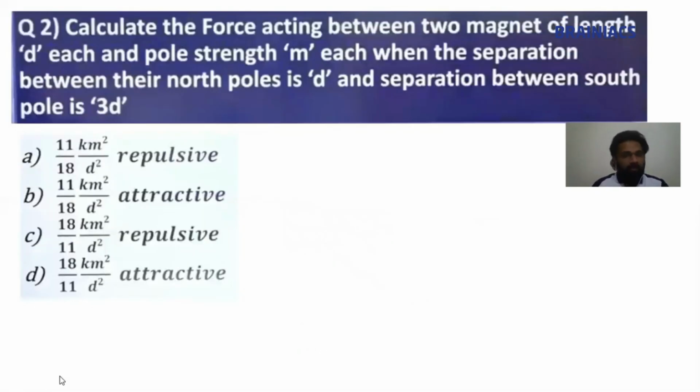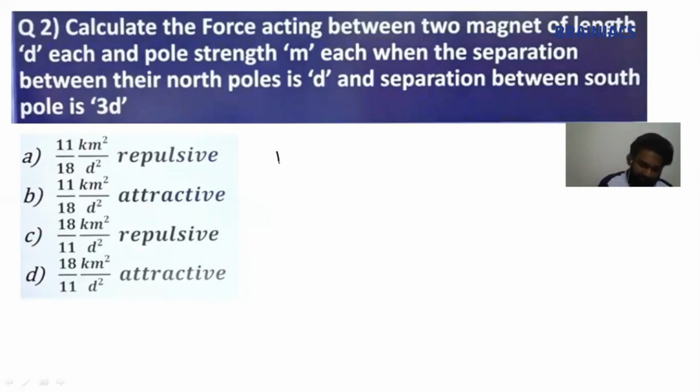Next problem: calculate the force acting between two magnets. Two magnets of length d each and pole strength m each are kept. The separation between their north poles is d, and the separation between the south poles is 3d.